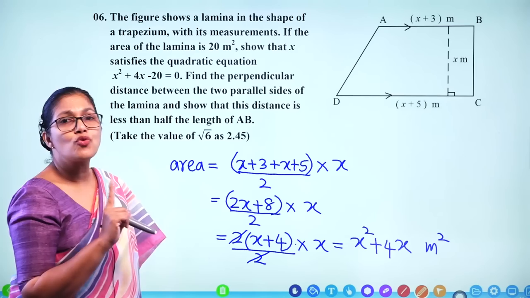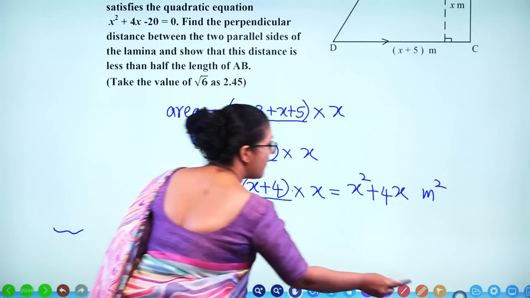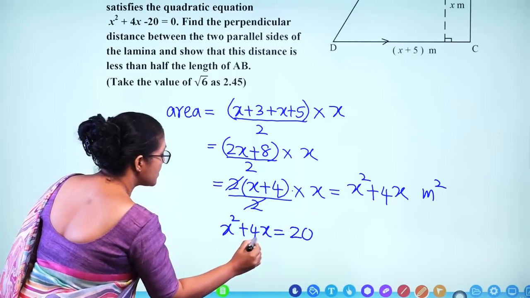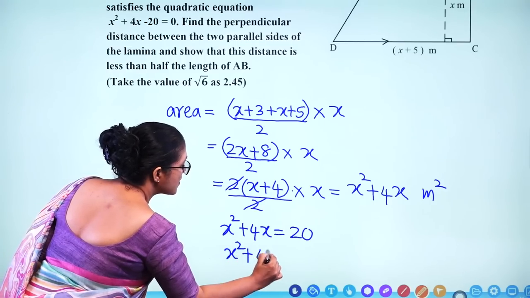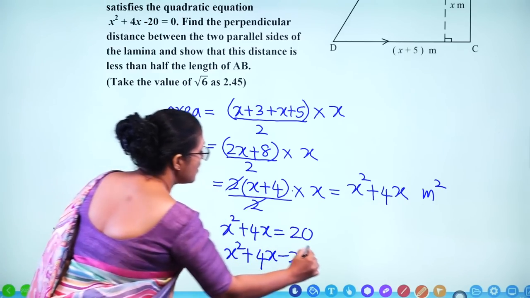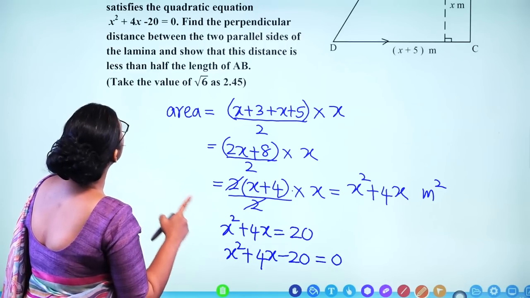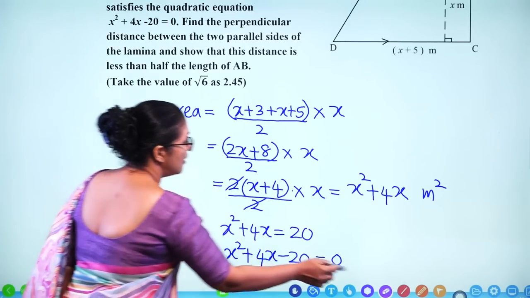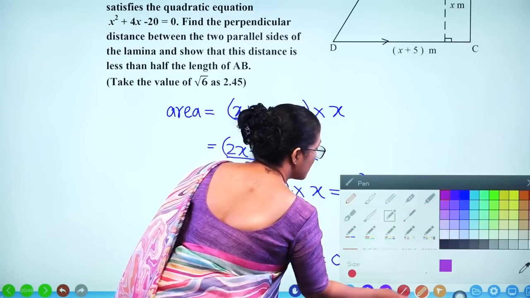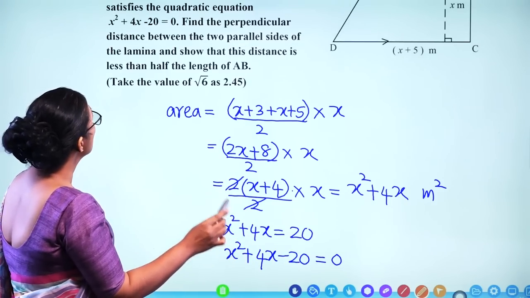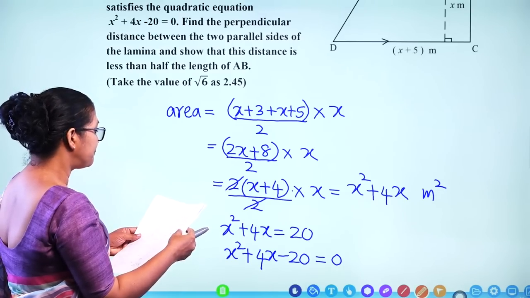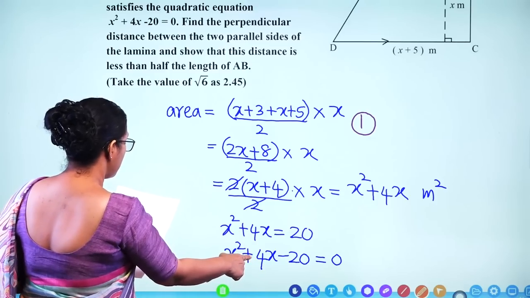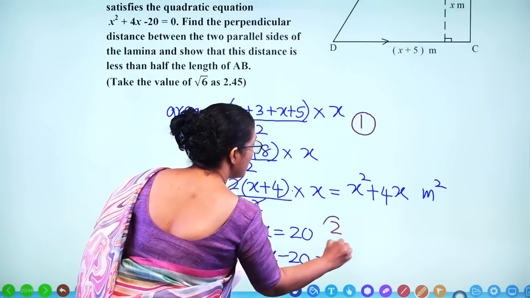And it's given, it's 20. So we can equate this area to 20. x squared plus 4x is equal to 20. Take all the terms to one side, so you can say x squared plus 4x minus 20 is equal to 0. So that's what you need. You got the equation x squared plus 4x minus 20. So we'll give marks up to that point. Finding area, this one mark, and writing down the equation, 2 marks. So we give 3 marks for that.